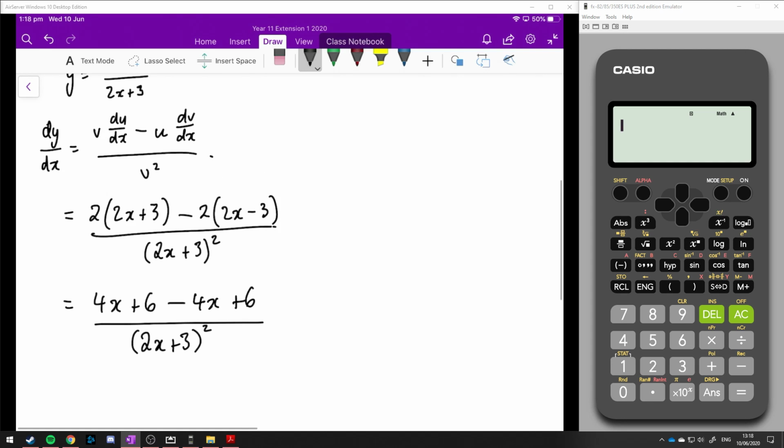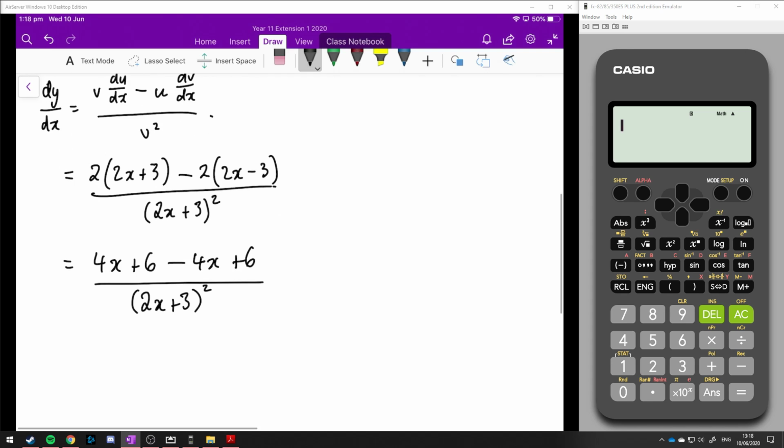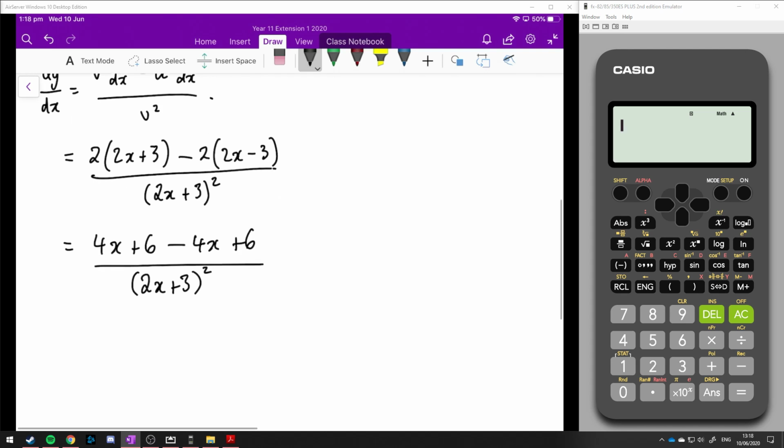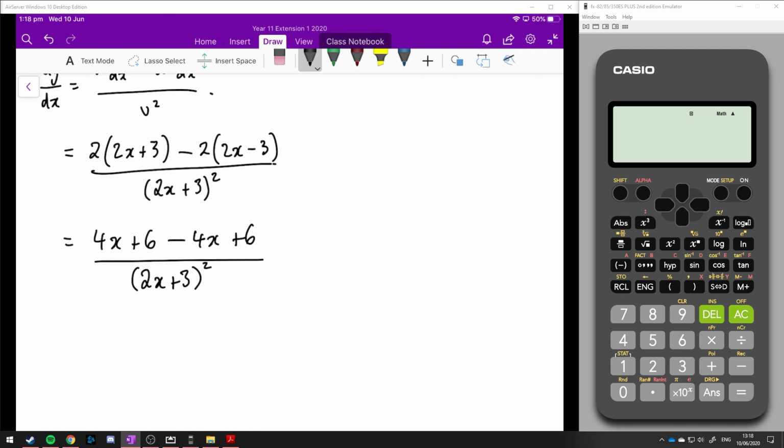So, continuing on, we're going to simplify this. The 4x and the minus 4x cancel out, and we're left with 6 plus 6, which is equal to 12, so 12 over (2x plus 3) all squared. So our dy/dx, our derivative, is equal to that.